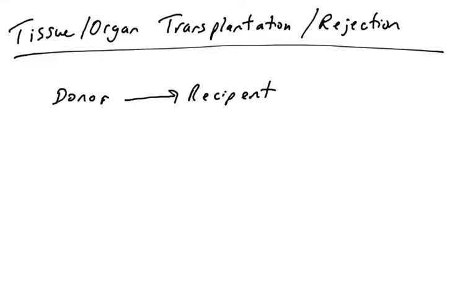Let's talk about tissue and organ transplantation in terms of what are the factors that clinicians take into account to prevent transplant rejection. So let's define some terms here. We have the donor, who is giving the organ or tissue or blood, and we have the recipient, who is receiving the organ or tissue or blood. And the main question that clinicians ask here is, is the organ or tissue histocompatible? Is the recipient receiving a histocompatible organ or tissue?